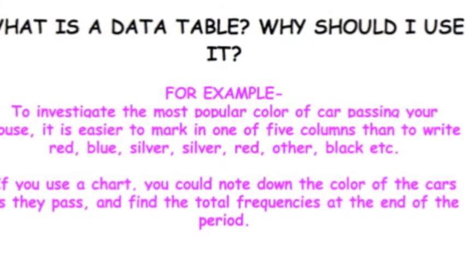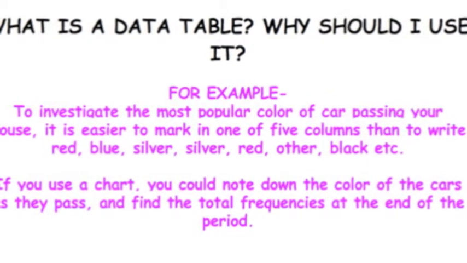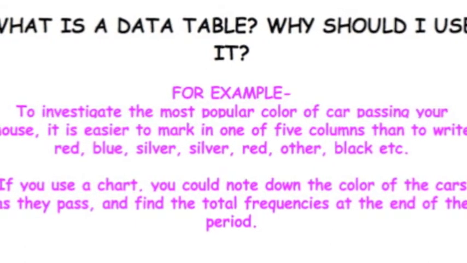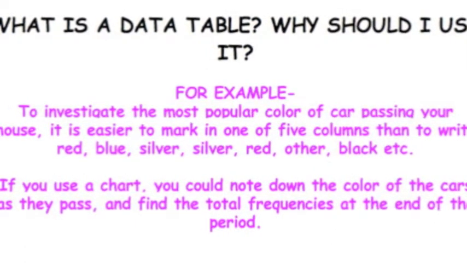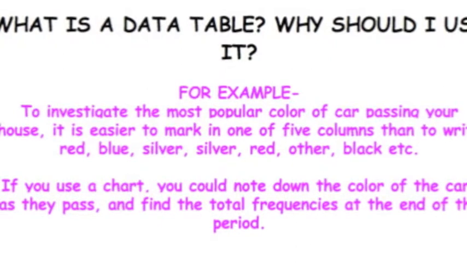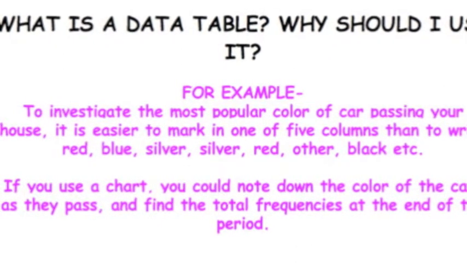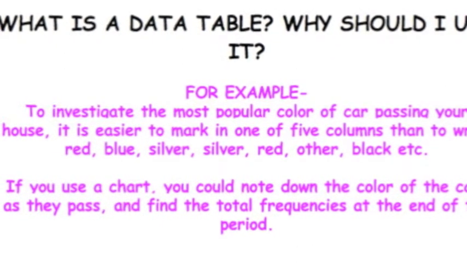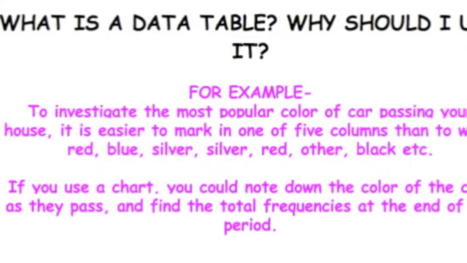For example, to investigate the most popular color car passing your house, it is easier to mark in one of the 5 columns than to write red, blue, silver, red, other, black, etc. If you use a chart, you can note down the color of the cars as they pass and find the total frequencies at the end of the period.